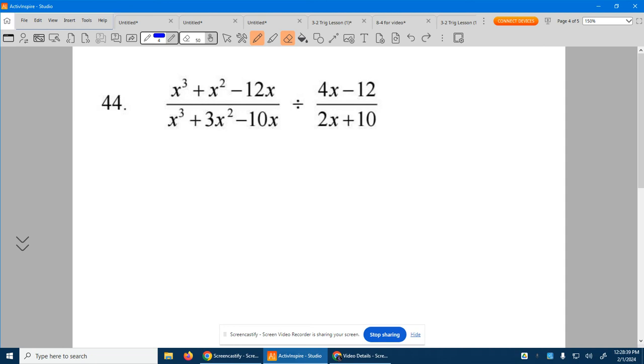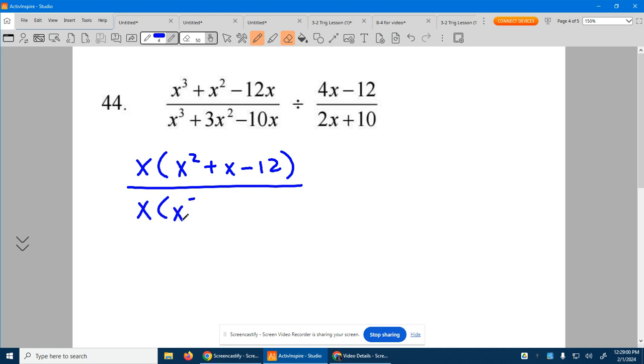Number 44, the first thing I notice here is I have an x cubed, I have an x squared, and I have an x. So the first thing I'm going to do is factor out an x. I notice an x factors out of that top part, leaving me with this. In the bottom, I notice an x factors out, leaving me with x squared plus 3x, take away 10.